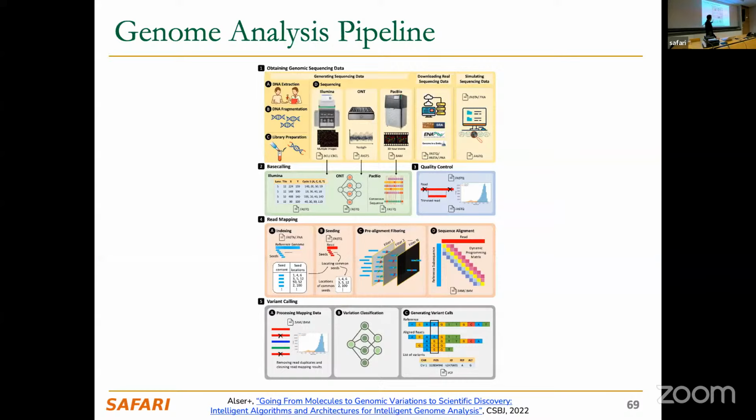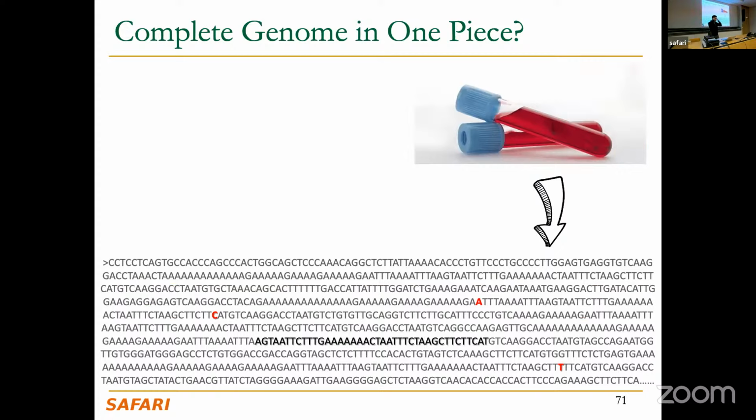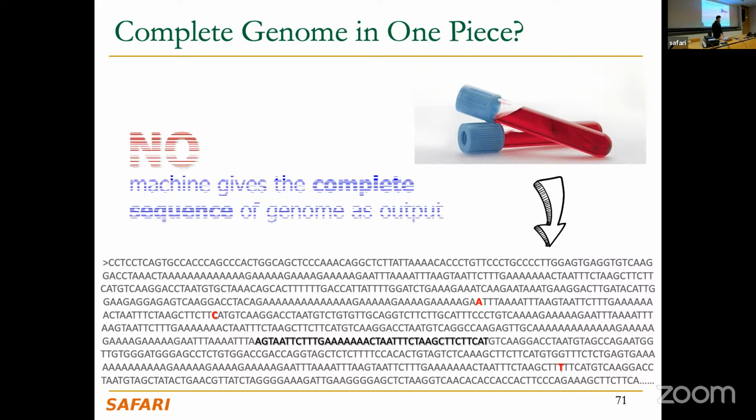It starts from data generation down to figuring out what sort of mutations you have compared to some reference genome. I'll focus on the first step quickly, which is obtaining the sequencing data. One important question is to understand the scale of the problem. Can we generate the complete genome in one piece? Assume you have a full chromosome, which is perhaps the largest scale we can go. Given that chromosome as an input to the machine, can we generate the data in one piece, a full chromosome? The answer is unfortunately no.